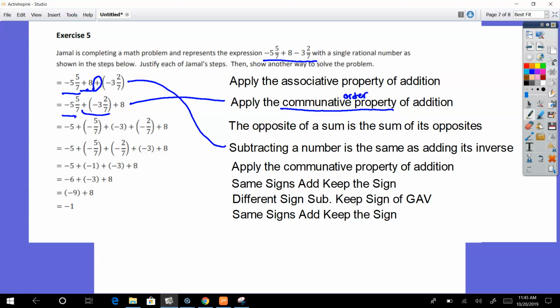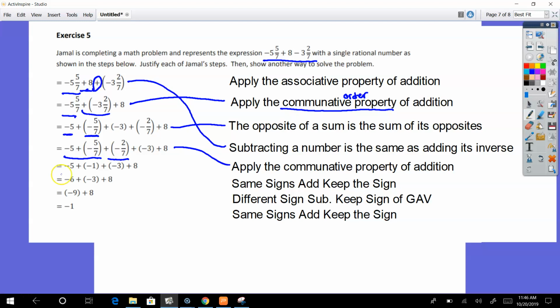Okay, next, let's see what's happening. Next we can see that the -5 and 5/7 has been separated, and so that's what we learned in this lesson, that the opposite of a sum is the sum of its opposites. Okay, and in our next one, this is the same and it changes right here. So the order changed, and so we are applying the commutative property of addition. So we changed the order again. Okay, so we had written that twice.